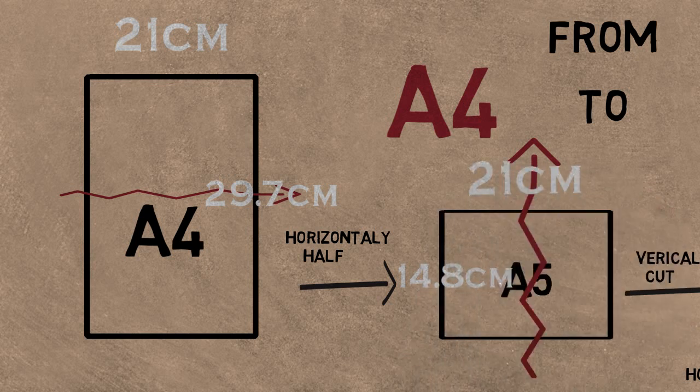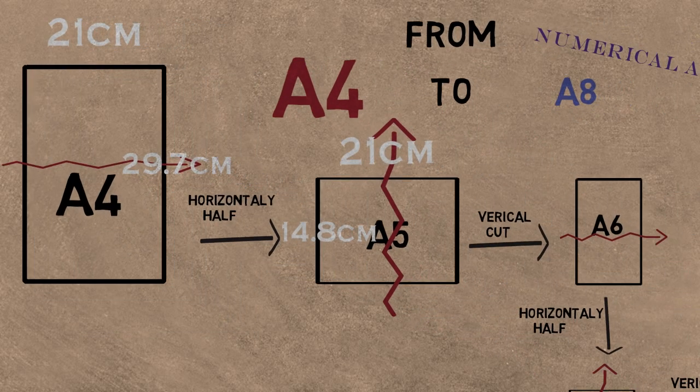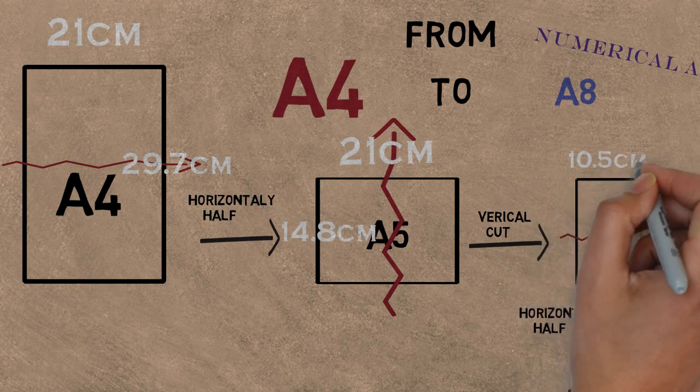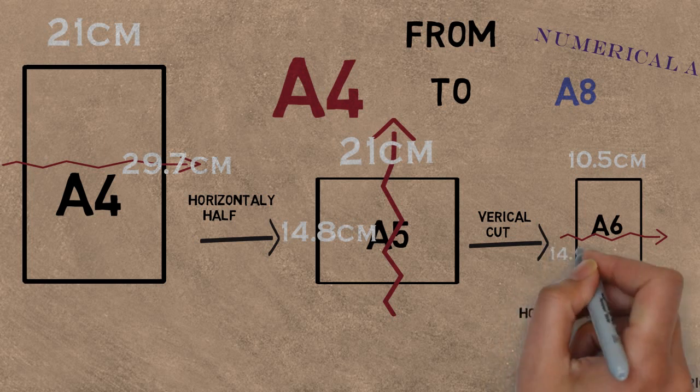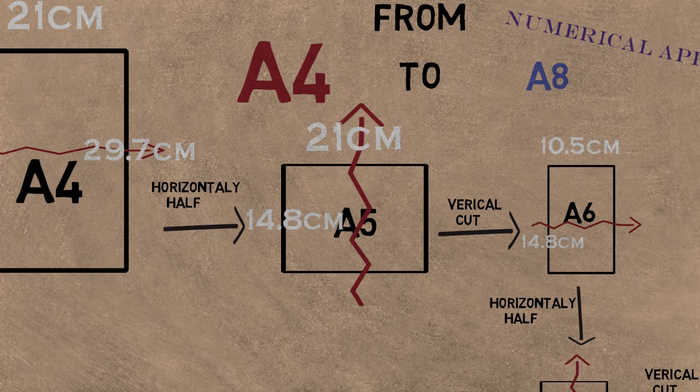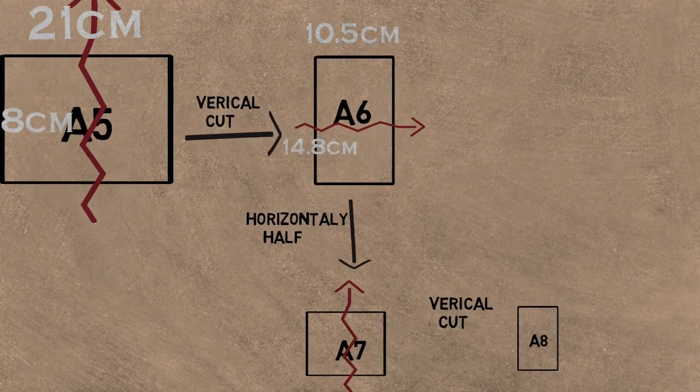Now there is a vertical cut in A5 paper. It means that there is a decrease in width. So we divide the width of A5 paper by 2 in order to get the width of A6 paper. And you can see that the length of A6 paper is the same as that of A5 paper. So we leave it as it is. Similarly, from A6 to A7 paper, the length becomes half. So the A7 paper has a length half that of A6 paper, and its width is the same as that of A6 paper. So we leave it as it is.